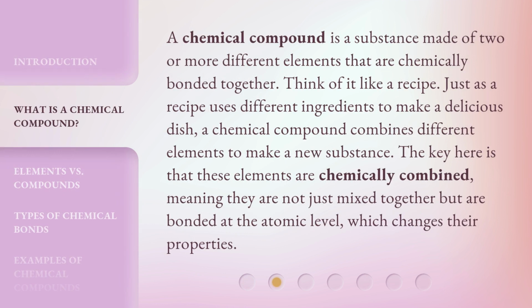A chemical compound is a substance made of two or more different elements that are chemically bonded together. Think of it like a recipe. Just as a recipe uses different ingredients to make a delicious dish, a chemical compound combines different elements to make a new substance. The key here is that these elements are chemically combined, meaning they are not just mixed together but are bonded at the atomic level, which changes their properties.